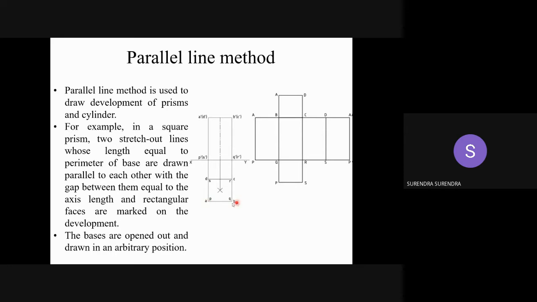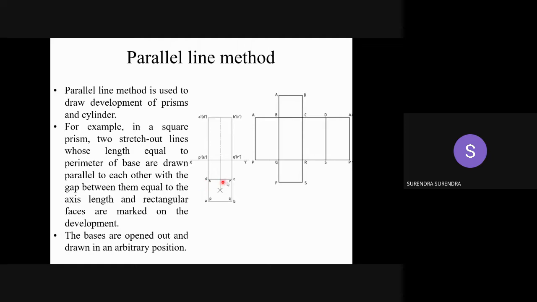Then measure the distance from A to B. With A as center, mark point B. With B as center, mark point C. With C as center, mark point D. With D as center, mark a point, and again you'll get A. So this is the method of drawing the development of a surface for a prism using the parallel line method.